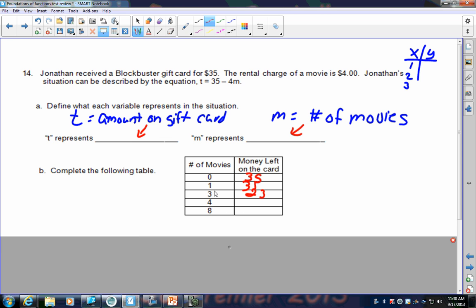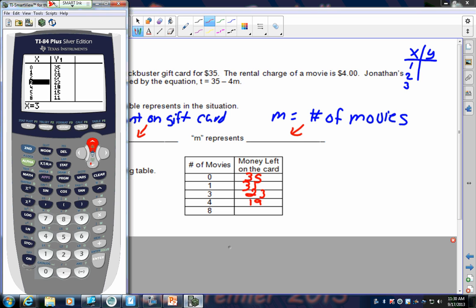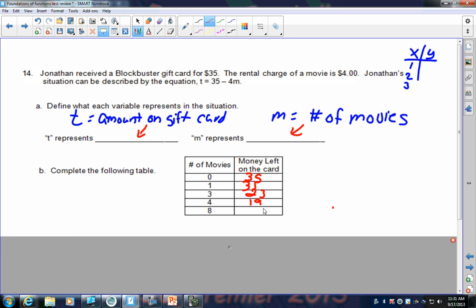Yeah, you have to be careful. It skips the 2, and then it goes down to 19. And then at 8, let's see. 8 should be 3. I just got that by putting it in the calculator. Make sure that you realize these are not going as 1, 2, 3, 4, 5.